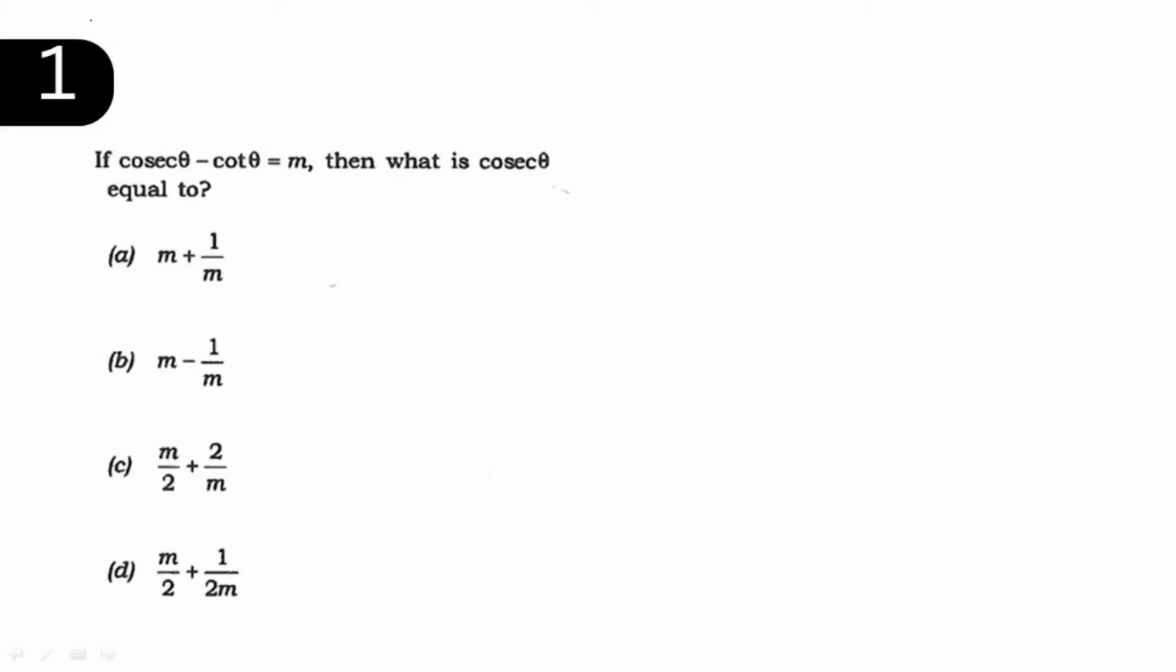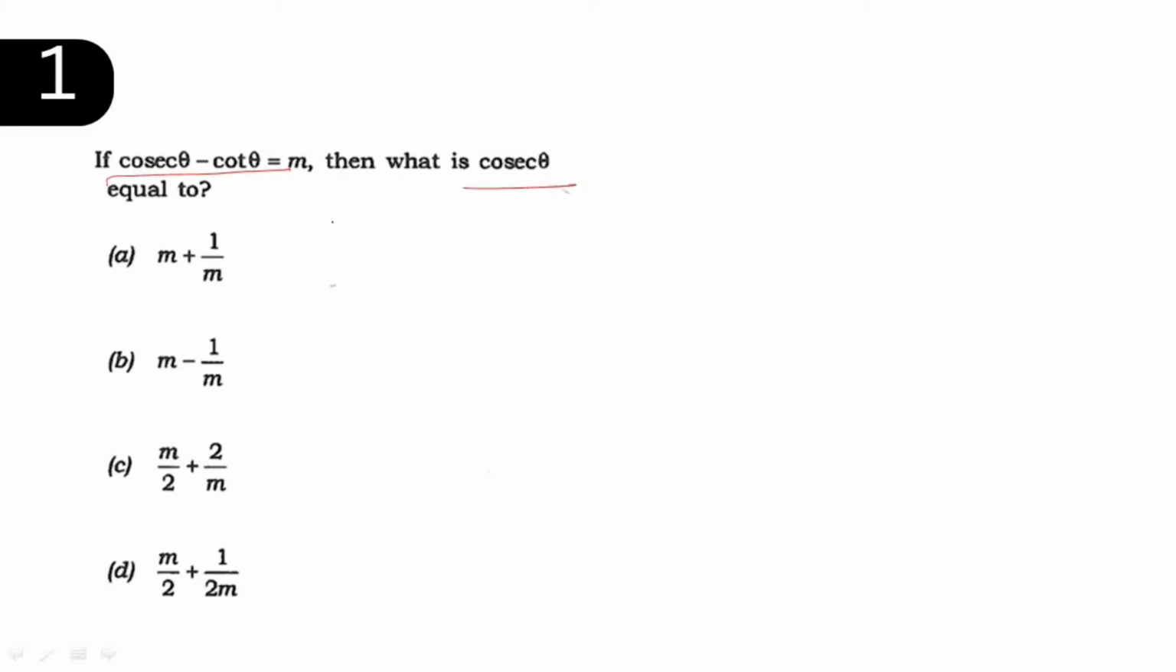Hello friends. So today we are going to solve some maths questions, and these are the questions which have come in previous exams like NDA and CDS. We are starting with the first question. The question says: if cosec theta minus cot theta is equal to m, then what is the value of cosec theta?